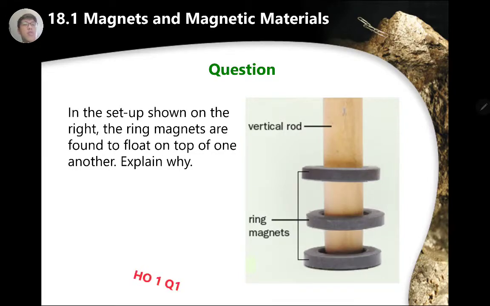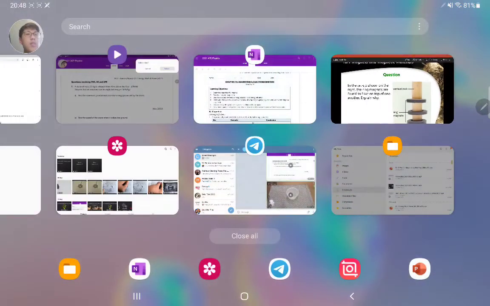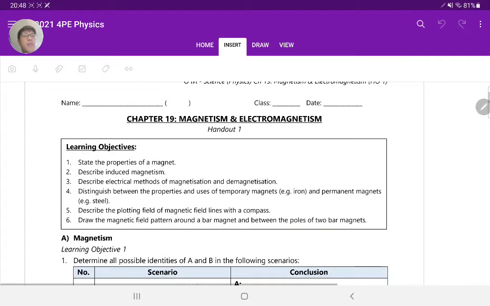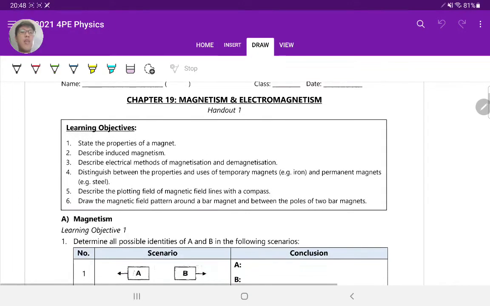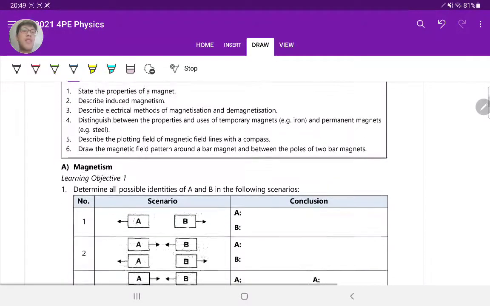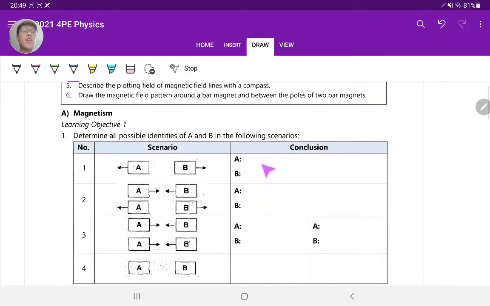So if you have your handouts, would you turn with me to handout 1, question 1? Alright, so this is the handout we're talking about. Question 1 looks at learning objective 1, which is to state the properties of a magnet. In this case, we're looking specifically at the attracting and repelling.